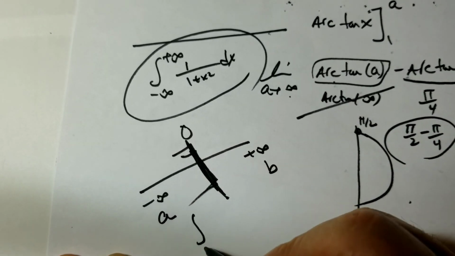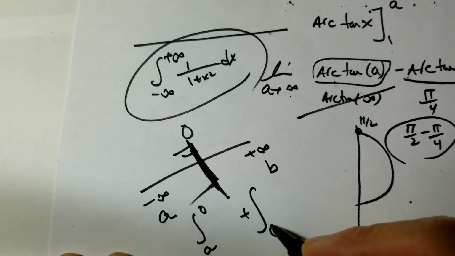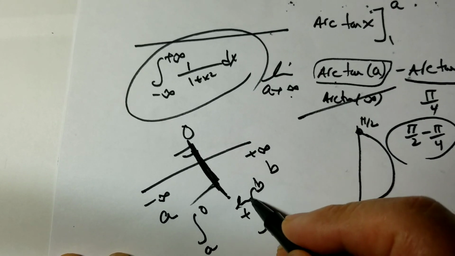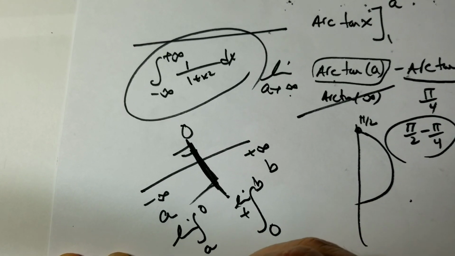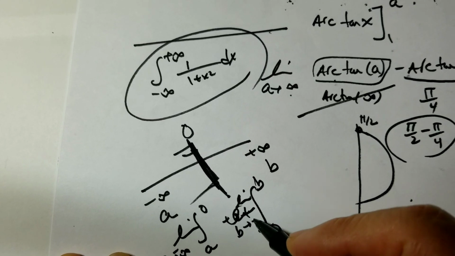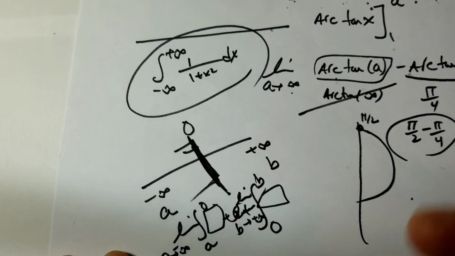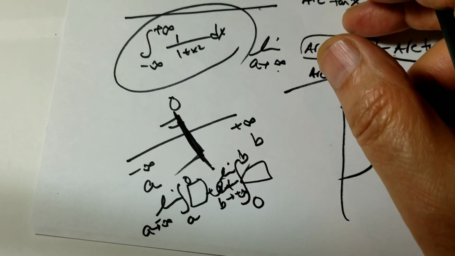And then you go from a to 0 plus 0 to b. Then you take a limit for that one. This one, a approaches negative infinity. And this one, you take the limit as b approaches positive infinity. And you write your integral here and you evaluate. That was the end of the improper integral.